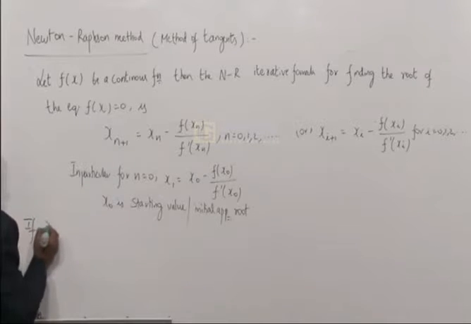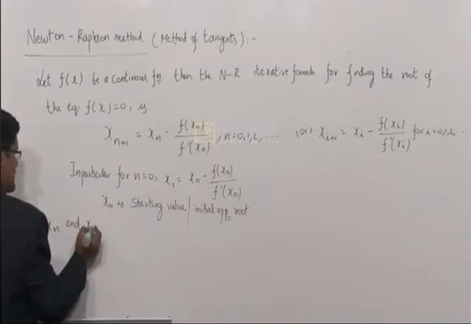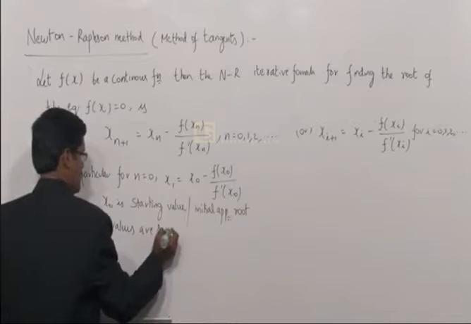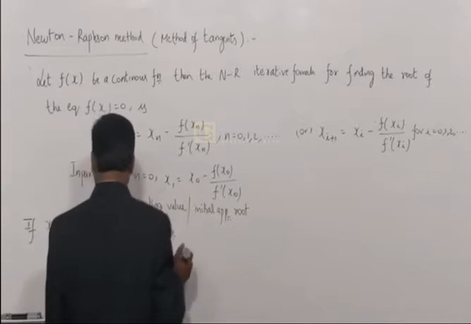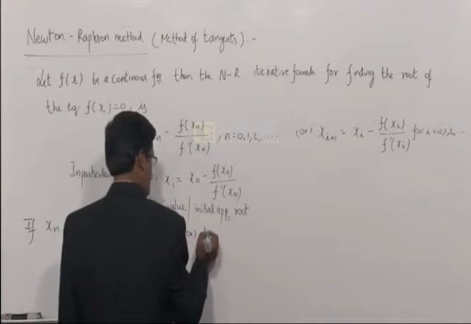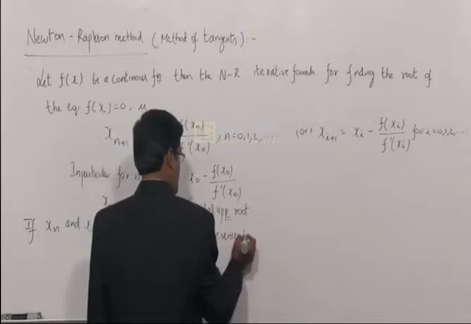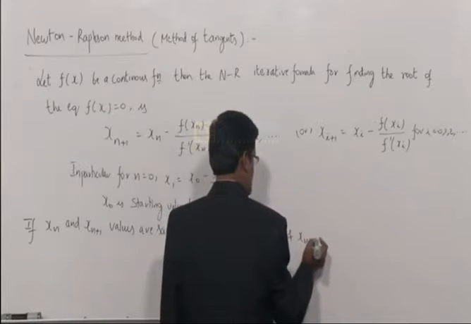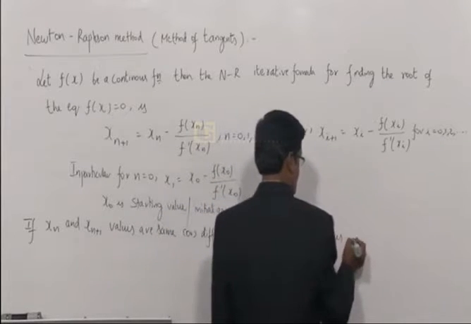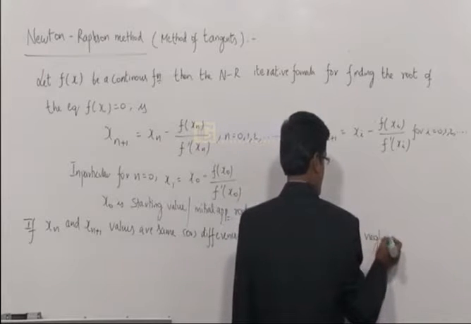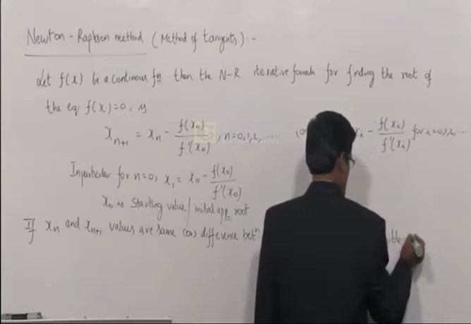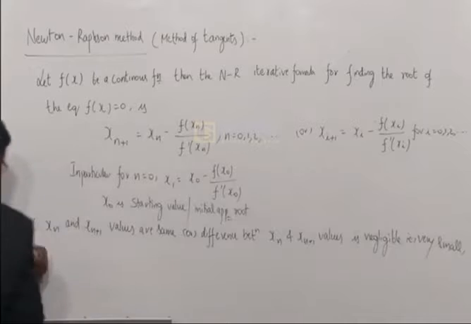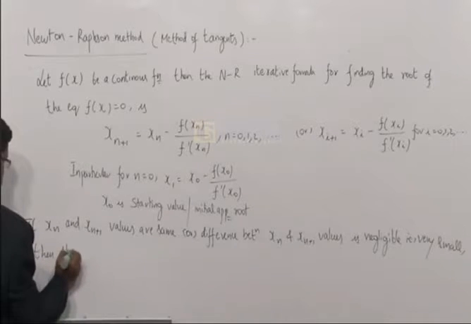If xn and x(n+1) values are the same, or the difference between xn and x(n+1) values is negligible, that is very small, then stop the process.